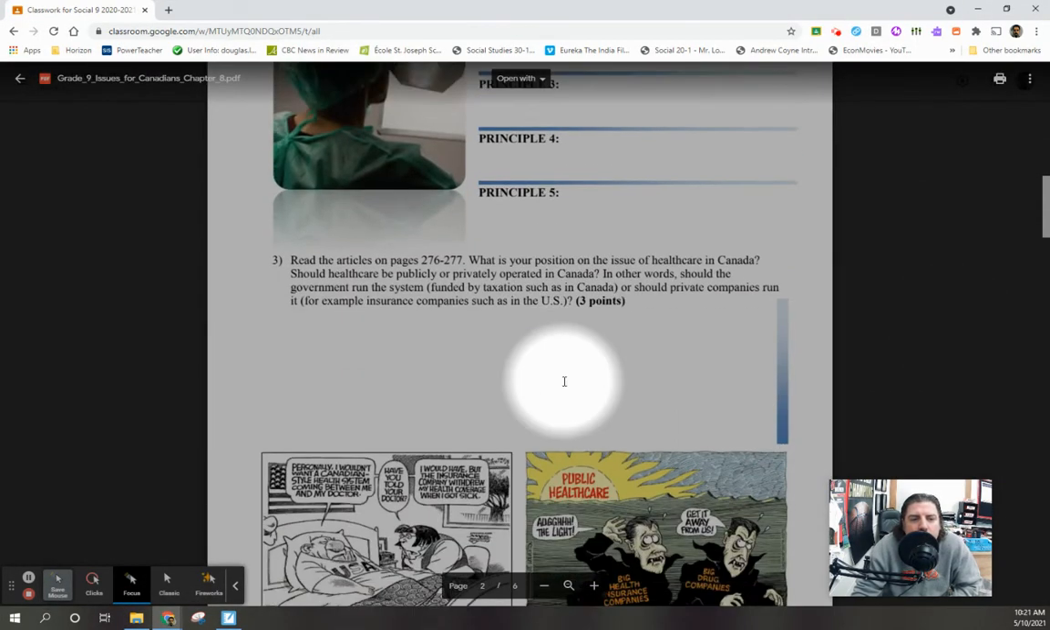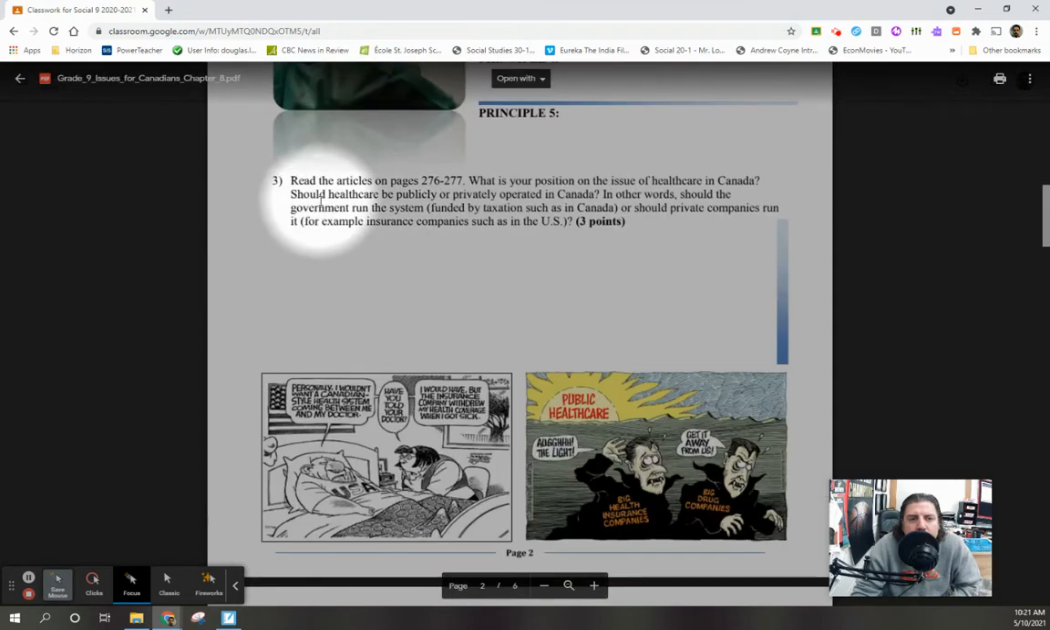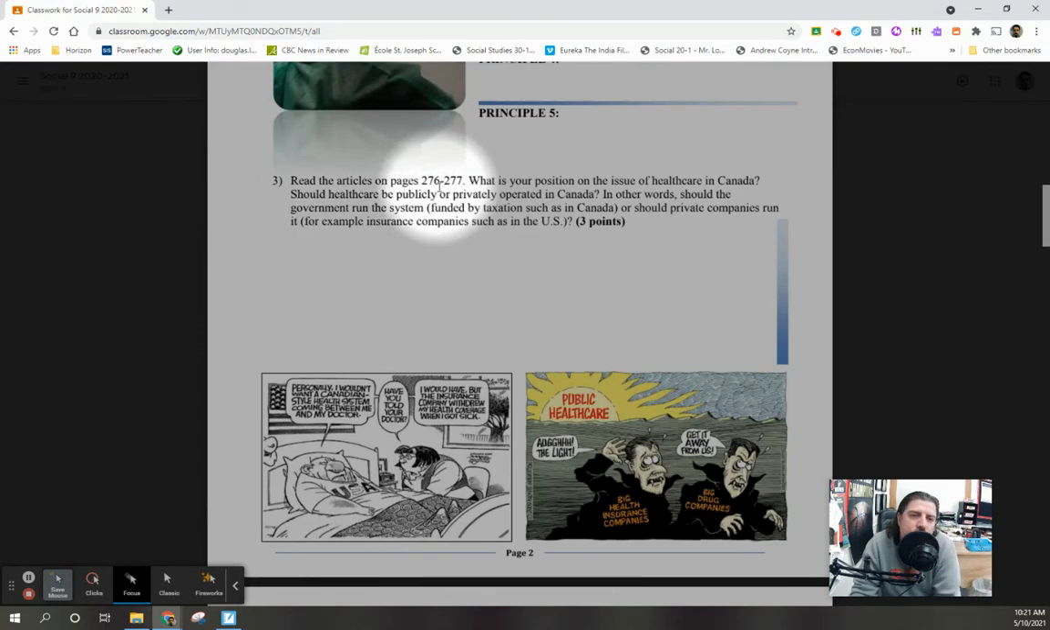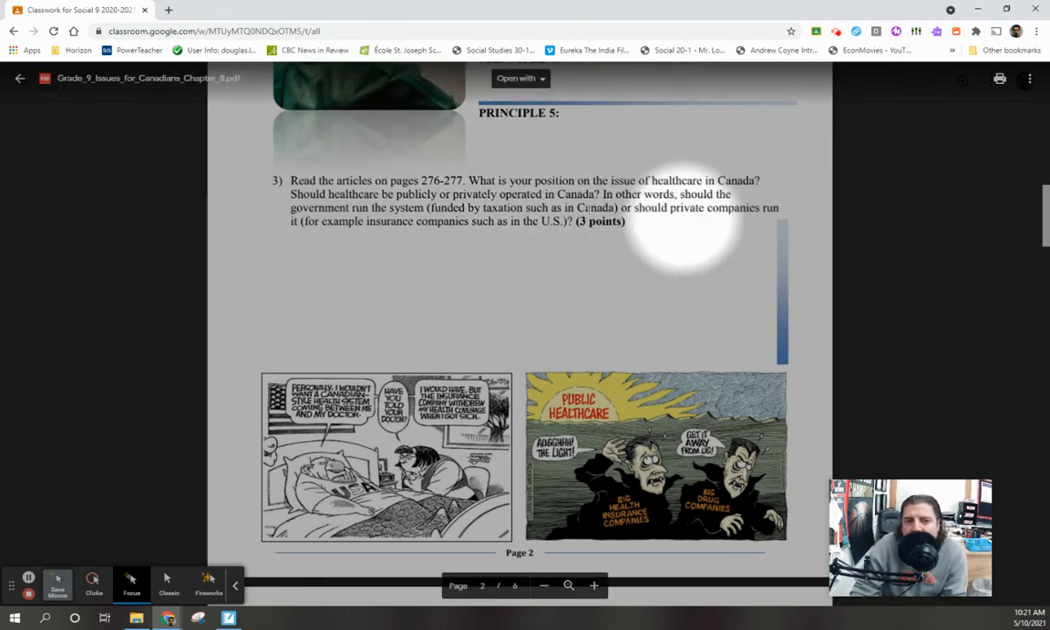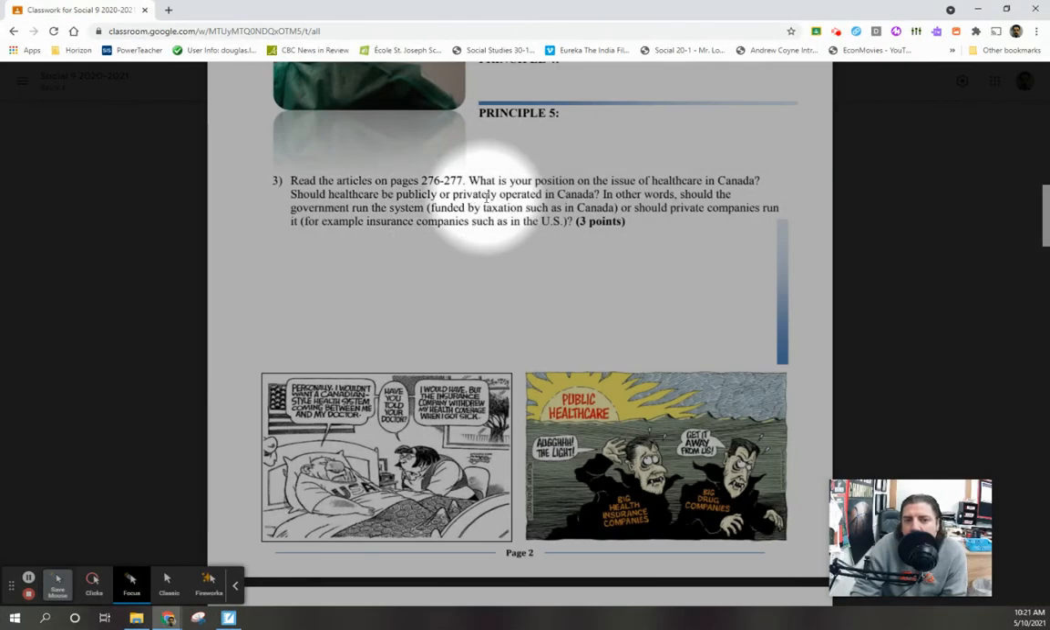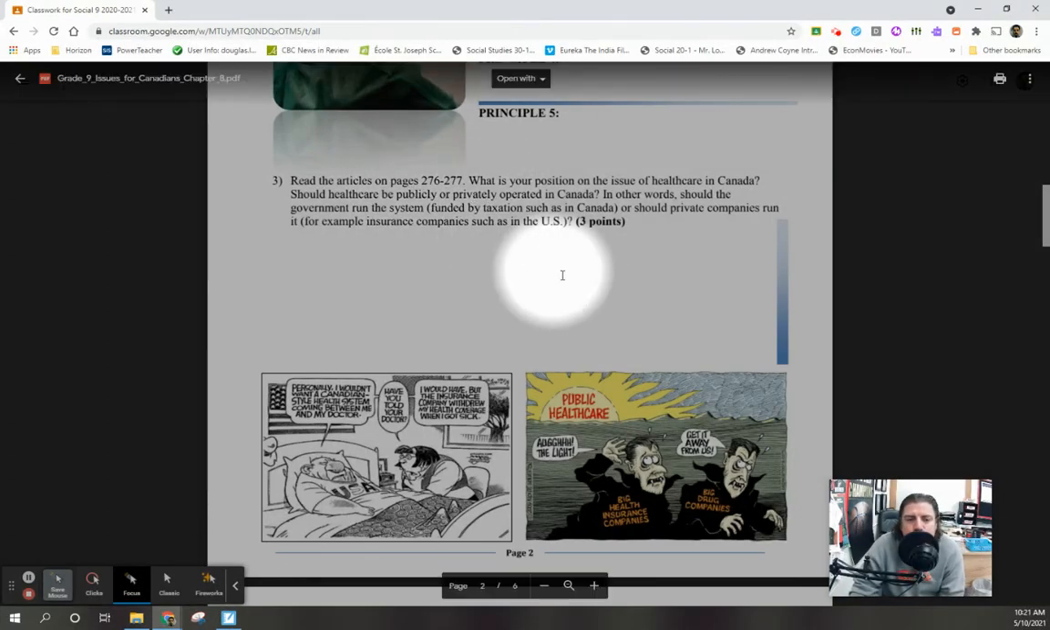Okay. It says read the articles on pages 276, 277. It's going to ask you, what is your position on the issue of healthcare in Canada? Should healthcare be publicly or privately operated in Canada? So meaning, should it continue to be run by the government, or should it be for a profit private, incentive-based system? Anyways, and so that's a 3-pointer. So pick a side, whether you believe in publicly or privately, or maybe a combination of the two.